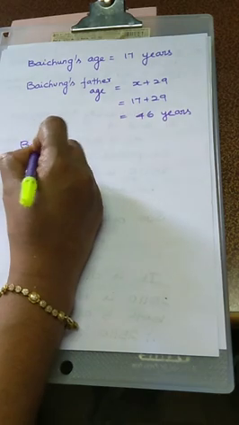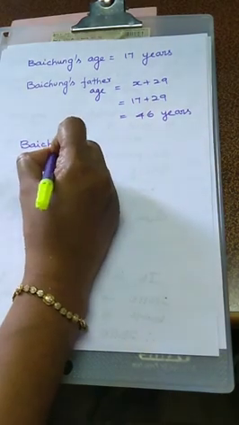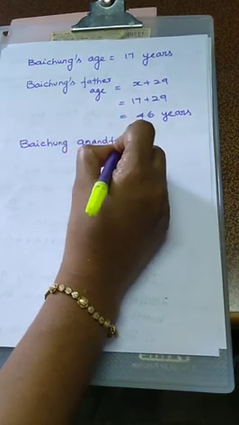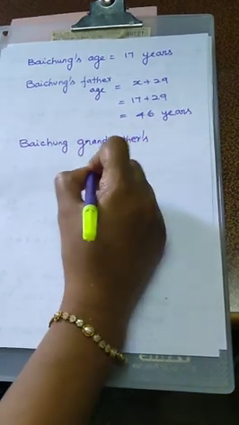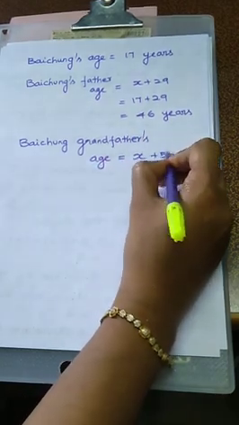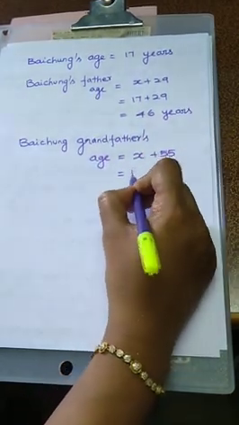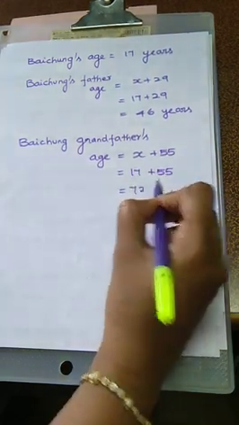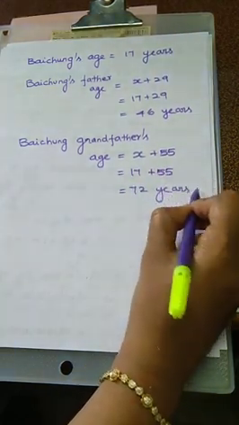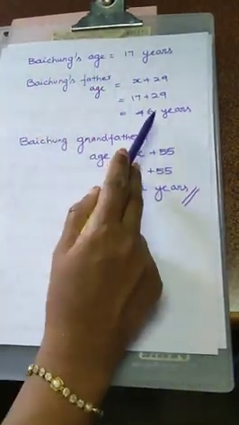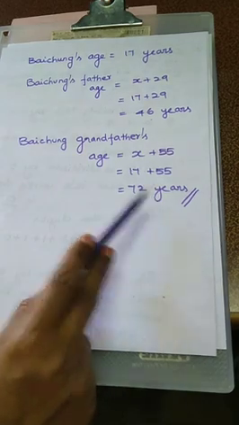Next we have to calculate his grandfather's age. Grandfather's age also. That is actually x plus 55. So what is x value? 17. 17 plus 55. 72 years. Okay. That's all. Baichung's age is 17. Father's age is 46. And grandfather's age is 72 years.